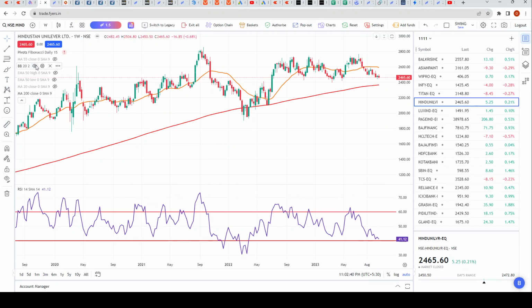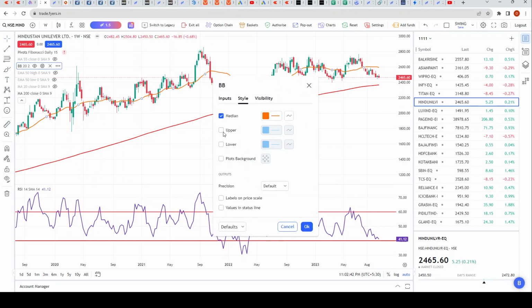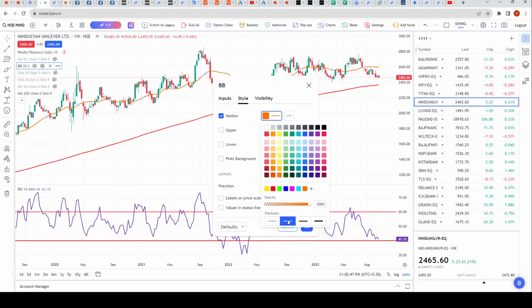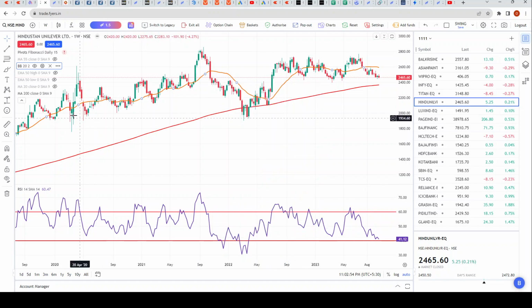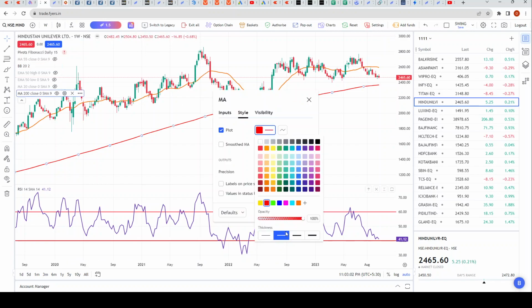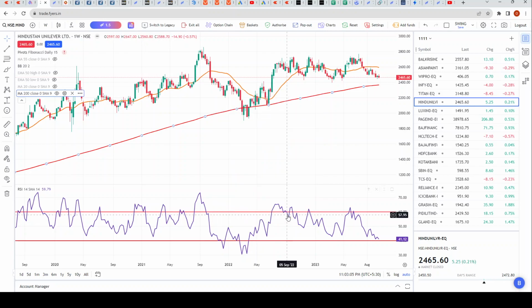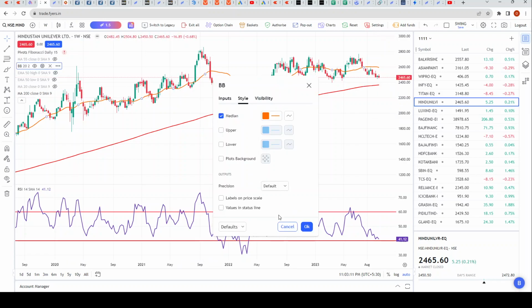In Bollinger Band, you will untick all this and only keep the median, and I keep the median at the second line level so that it's a little more visible. You need a simple moving average, not EMA, a simple moving average of 200. Again, I keep it on 2 so that it's a little more visible. This Bollinger Band is on its default setting. The median is at its default setting.